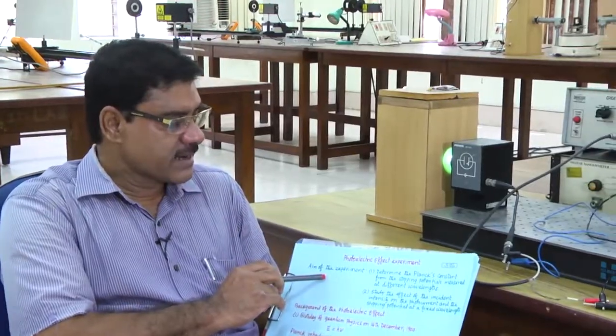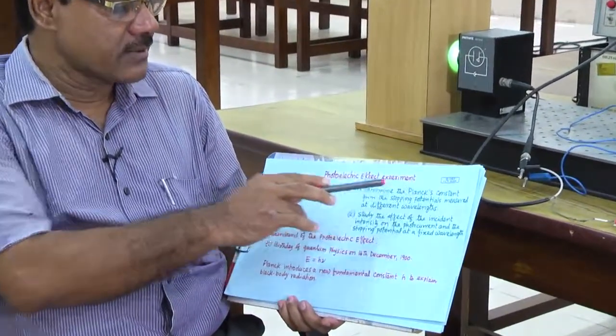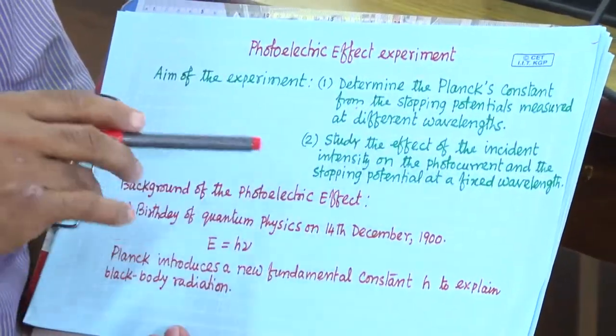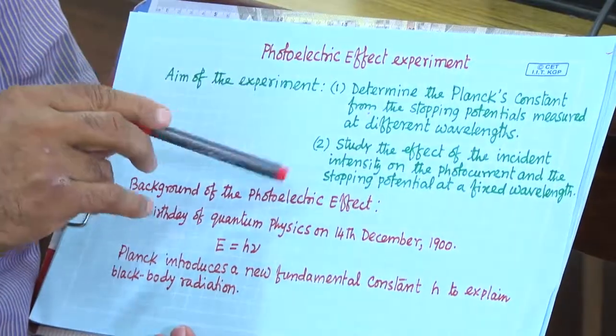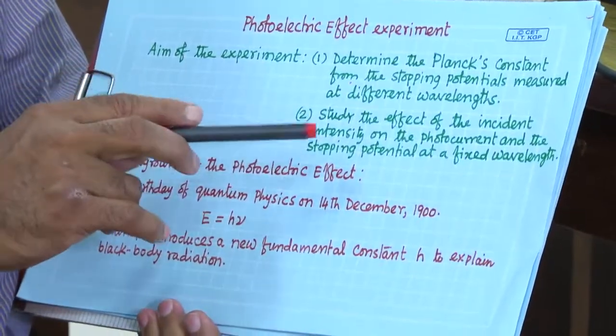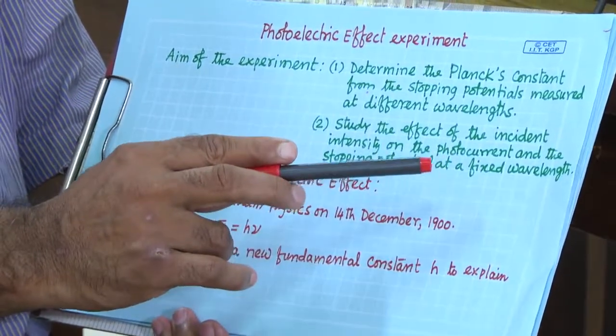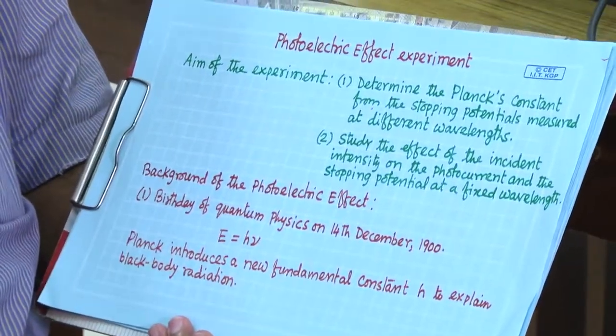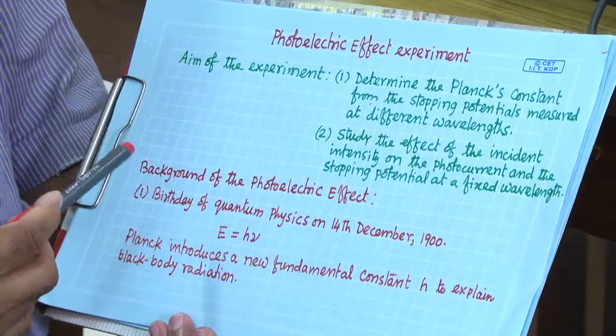So, today I will demonstrate the experiment on the photoelectric effect. The aim of this experiment is basically to determine Planck's constant from the stopping potential measured at different wavelengths. The second aim is to study the effect of the incident intensity on the photocurrent and the stopping potential at a fixed wavelength. So, basically we will find out Planck's constant.